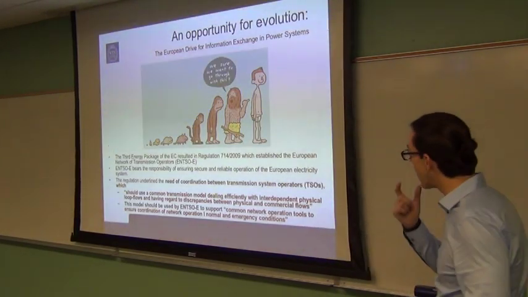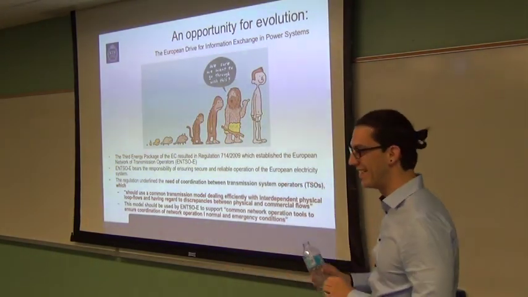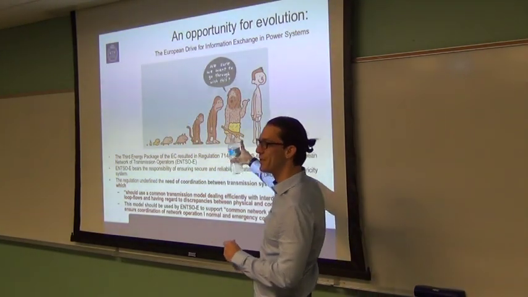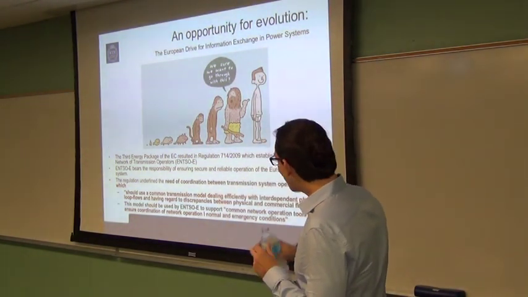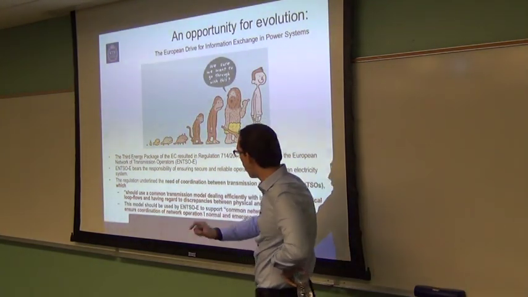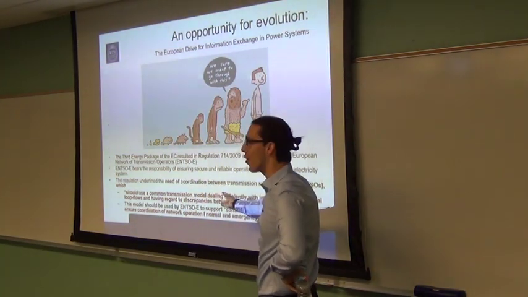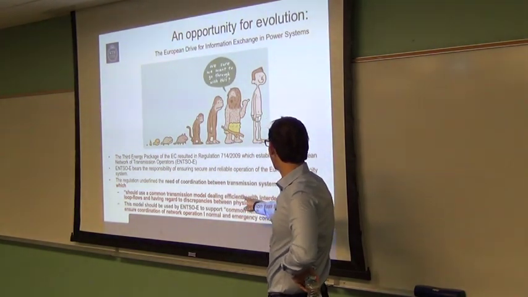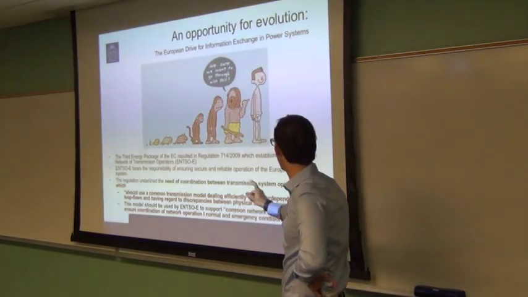There is in Europe right now a very interesting opportunity for evolution. That's a special picture for my North American talk, because since it's being done in Europe, you should ask, should we go in that direction? So the European Commission put a regulation, and it's written in the law that the network operators should use a common transmission model. This is in the law, okay? With dealing efficiently with interdependent physical loop flows having regard to physical and commercial flows.